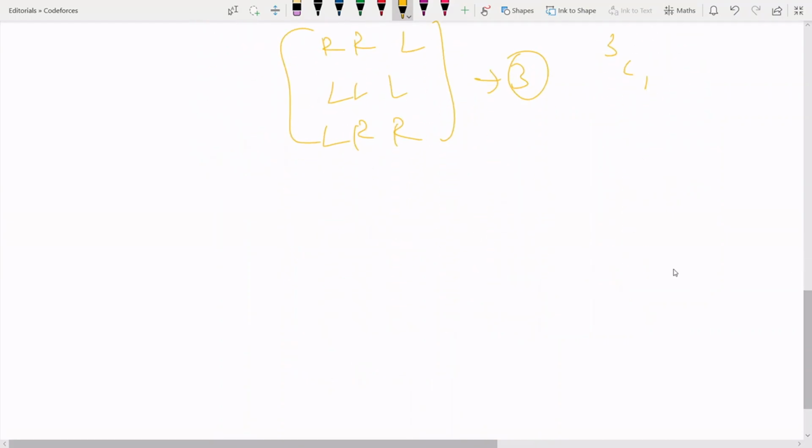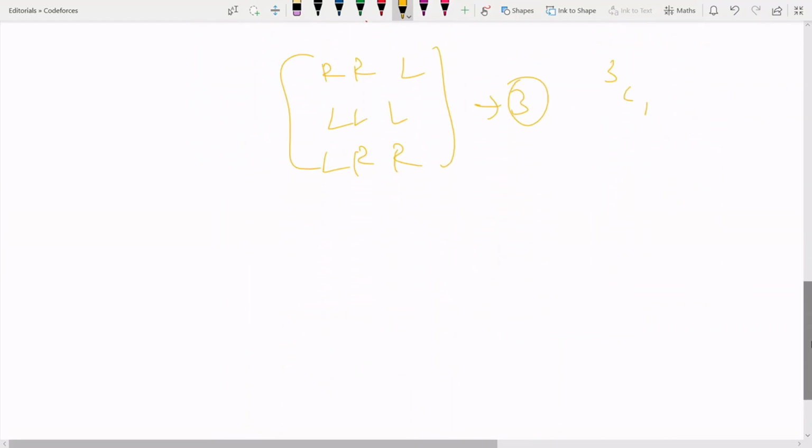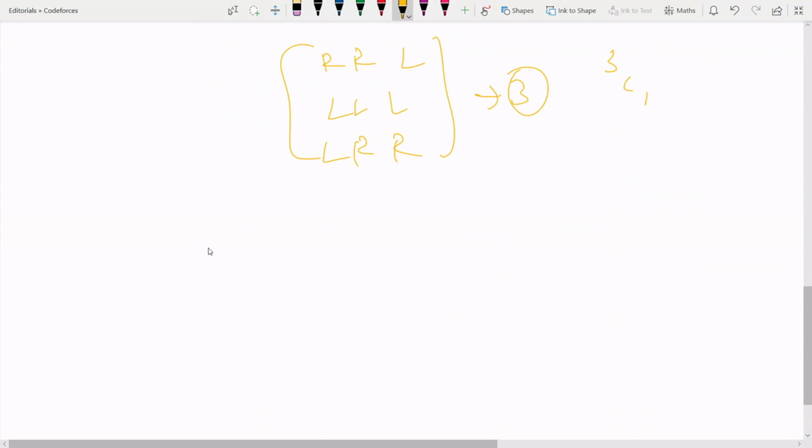So if we summarize, what will be my total answer? My answer will be the summation of nCi, where i goes from 0 to the minimum of n and k. That was my final answer.